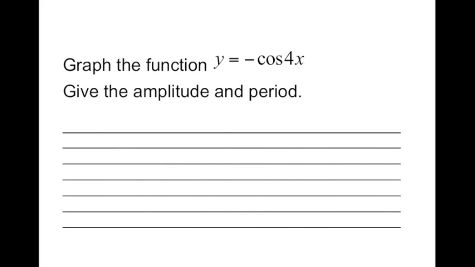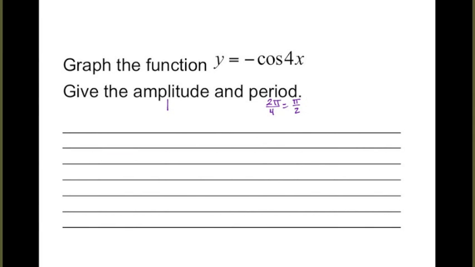Okay. There we go. All right. So on this one, what's our amplitude going to be? Positive 1. There's only that negative out front. The negative doesn't affect the amplitude. So there's really just a 1 in front of there. The period is going to be 2 pi divided by 4, which is going to be pi over 2.